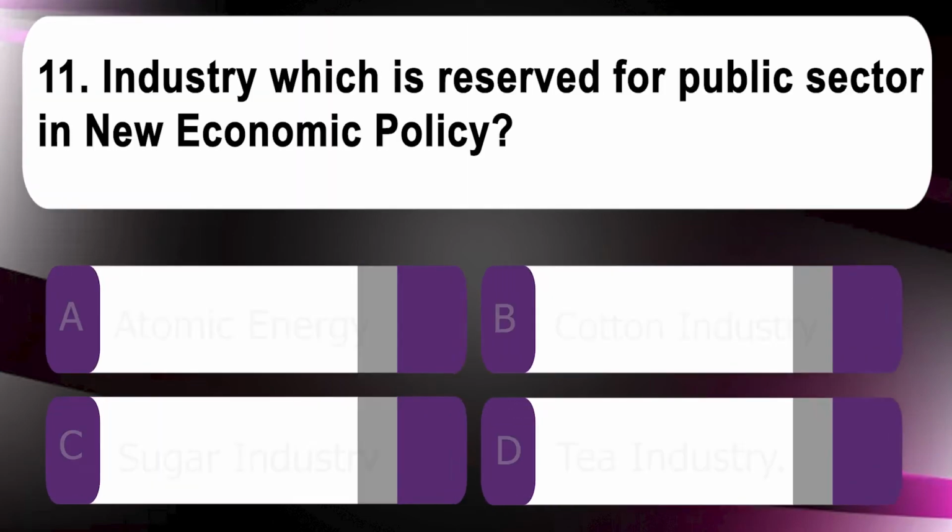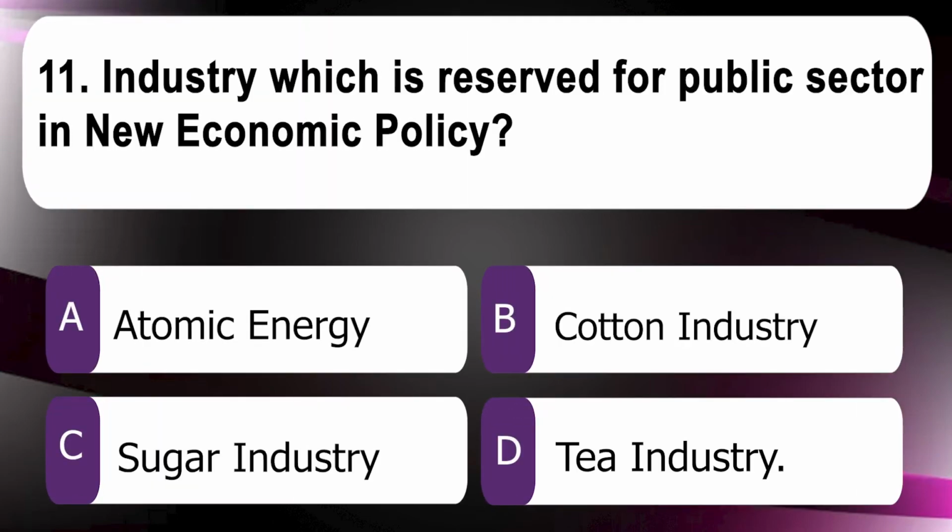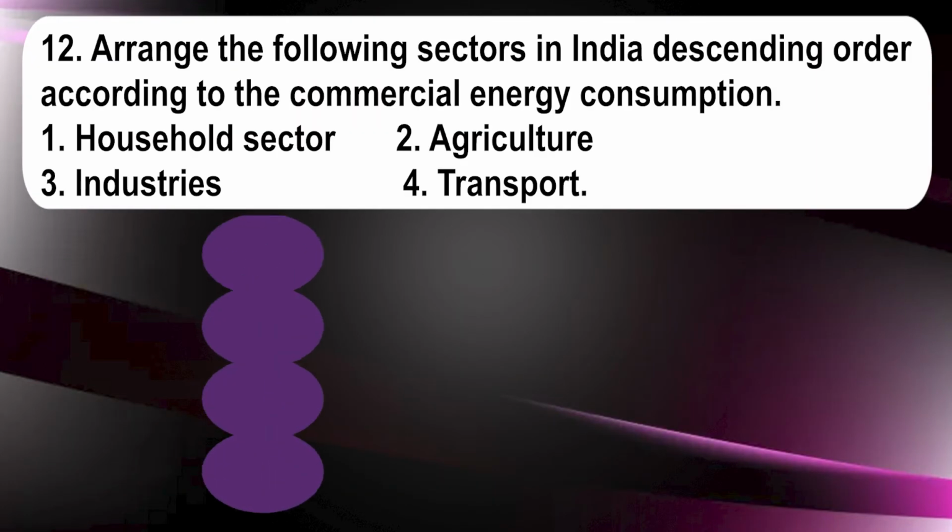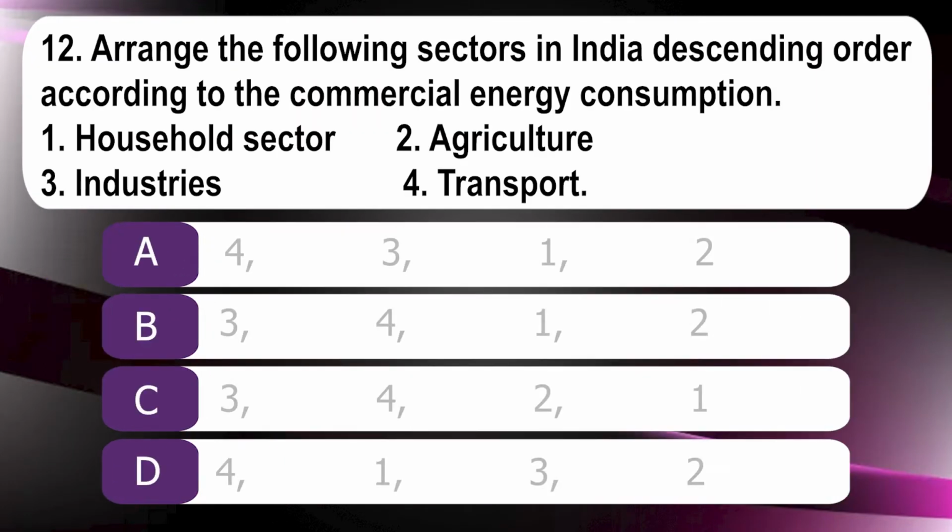11th question. Industry which is reserved for public sector in new economic policy. A. Atomic energy, B. Cotton industry, C. Sugar industry, D. Tea industry. The correct answer is A. Atomic energy.